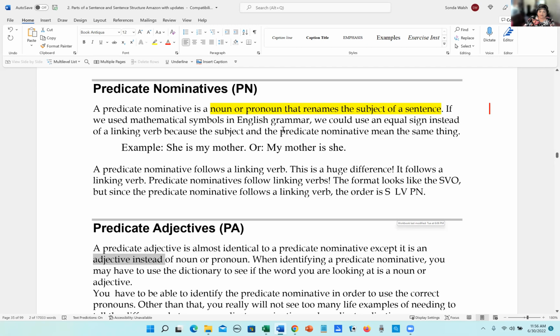If we used the mathematical symbols in English, we could use an equal sign instead of saying a linking verb, because the subject and the predicate mean the same thing. She is my mother. She is the subject, and mother renames she, or my mother is she. It's the same, it means the same thing.